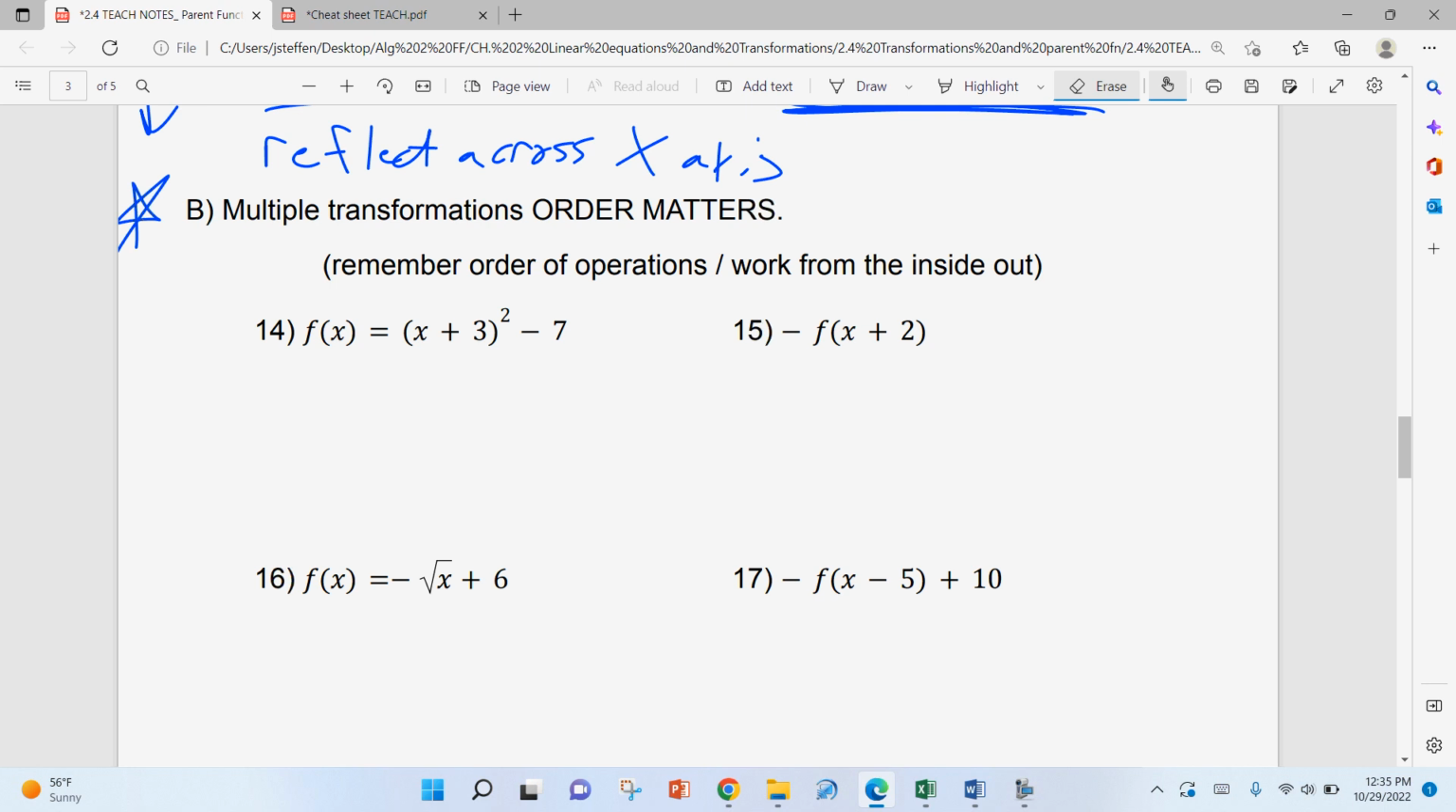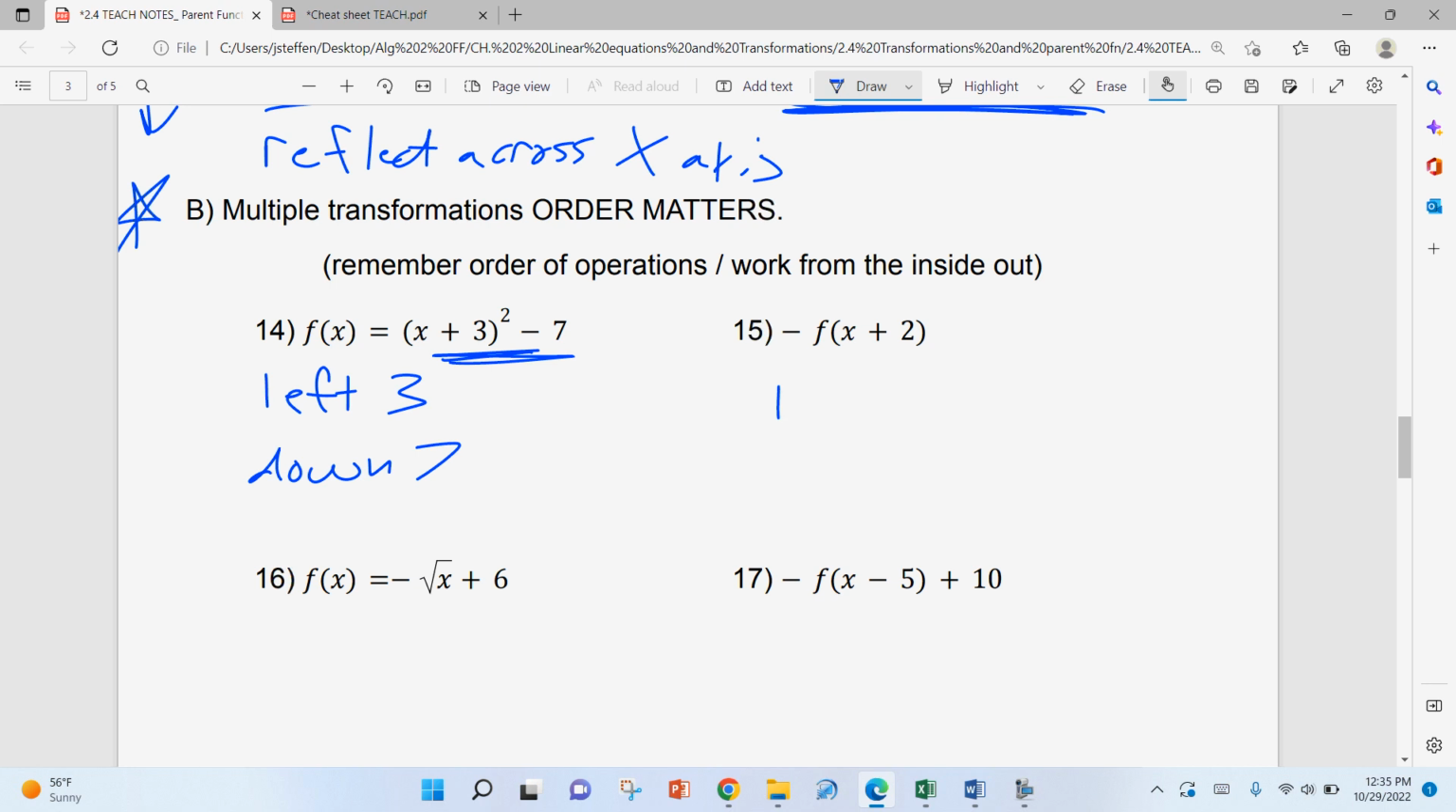So for this first one, we go left 3, then you go down 7. Now, this is the most common thing. You'll see this on your test a lot, where all it is, is left and right, and then up and down. There's nothing fancy to it.